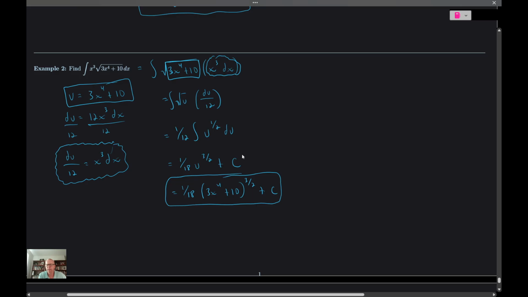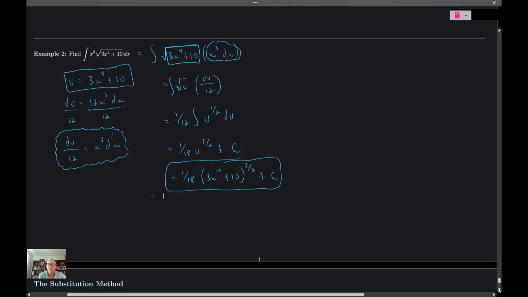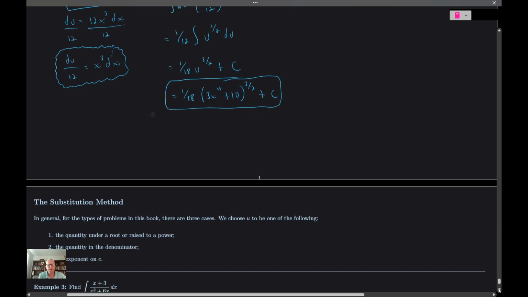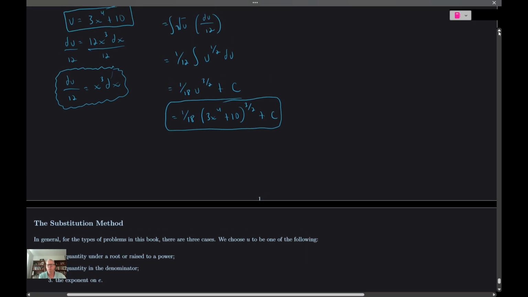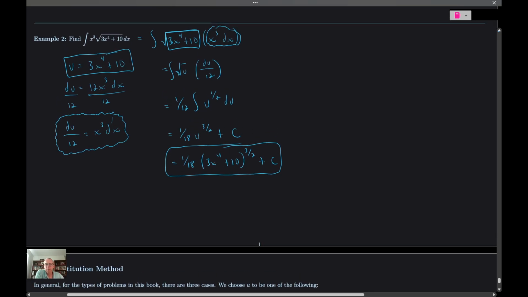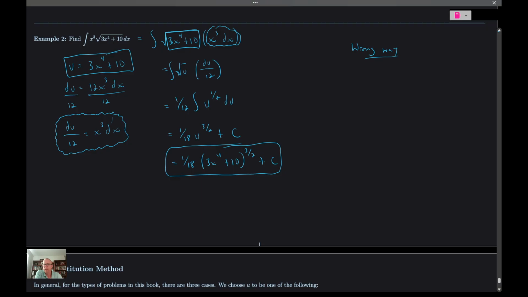So let's talk about how we decide what u is. In all these problems, there are only really two options to pick for u. You can pick one and see if it works. For instance, let's do this the wrong way. If it doesn't work, it should be obvious. So we chose u equals 3x to the fourth plus 10. Let's say that we chose wrong and picked the other. I want to show you that you can do the wrong way, and you can figure out that it is the wrong way. So if we let u equal x cubed, then du would be 3x squared dx.